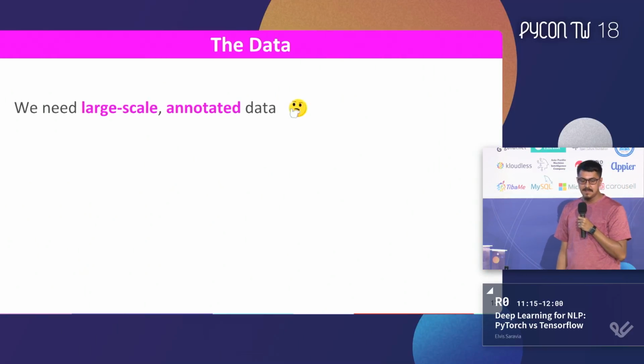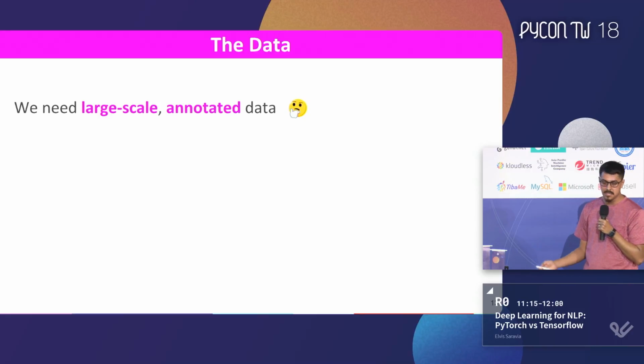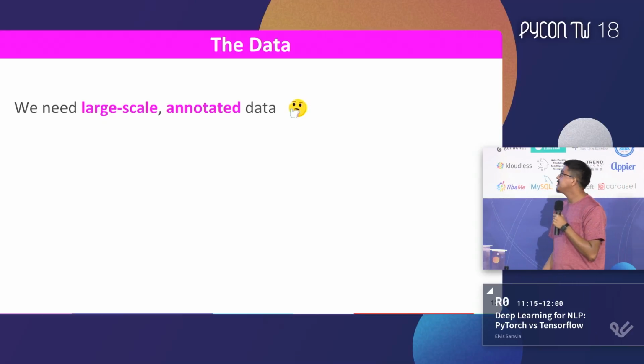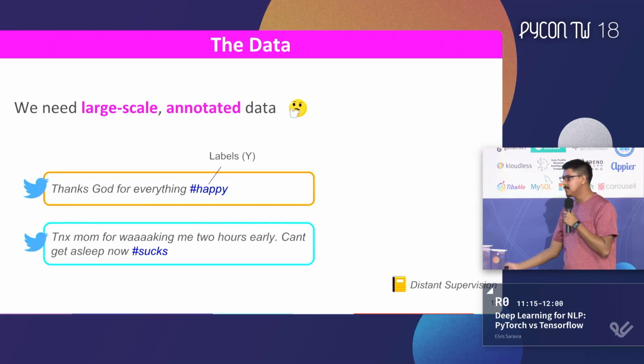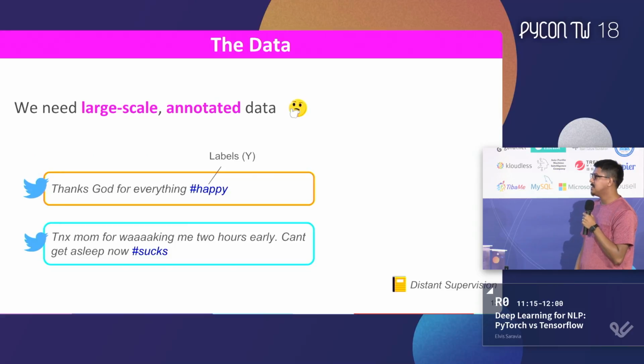So the data set. We need large-scale annotated data sets, right? When we're dealing with deep learning and machine learning, we need a lot of data. And I actually have a lot of techniques. I've written a lot of papers in emotion recognition for text-based medium. And there are many ways you can collect data. There are very smart ways to collect them.